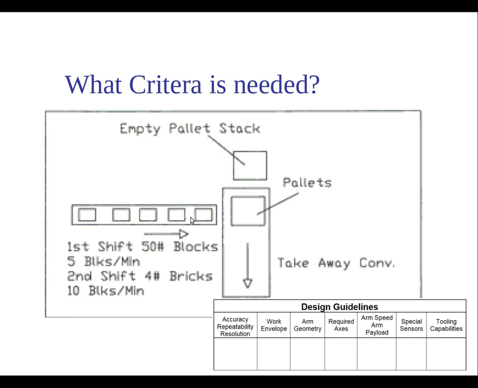Sensors, you could probably detect these blocks with some kind of light sensor or photoelectric sensor, or maybe a limit switch even. So sensors probably isn't all that critical. A lot of different ways we could probably pick it up with sensors. But again, these are just guidelines or thoughts that we want to think about when we're trying to select the robot for this task.